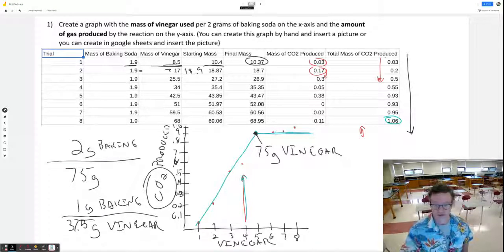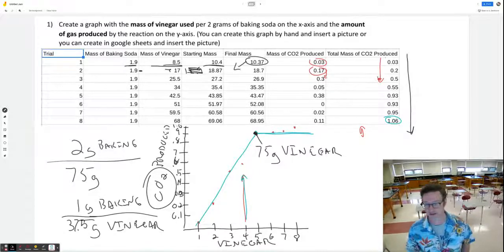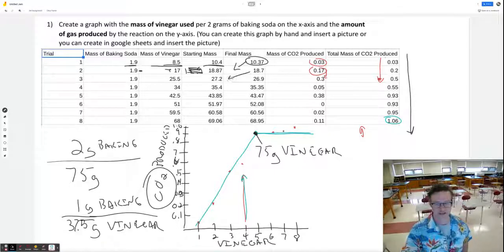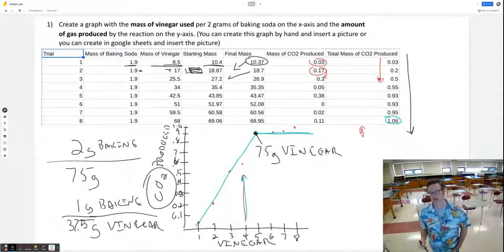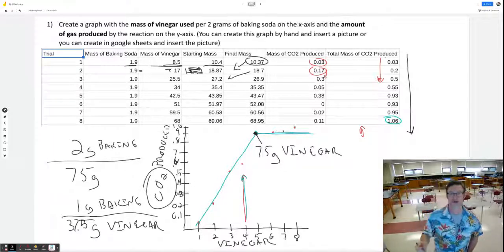But the idea here is you need to, instead of doing that, take this number and then add how much vinegar you added. Then take this number, add how much vinegar you added, so that the end mass of each trial becomes the starting mass of the new trial plus how much vinegar you added.